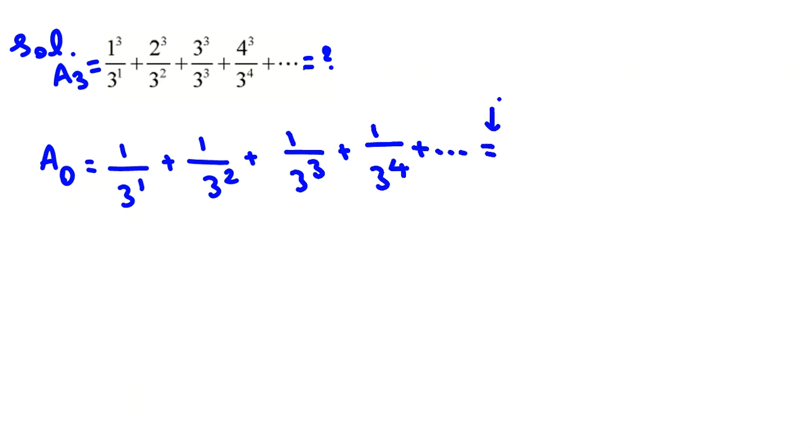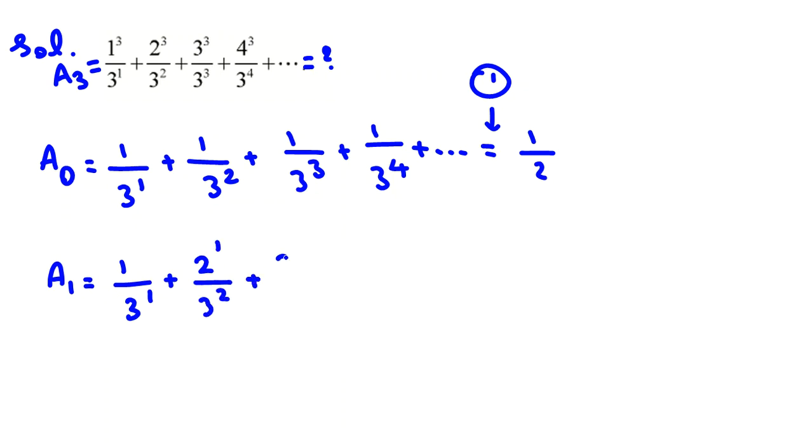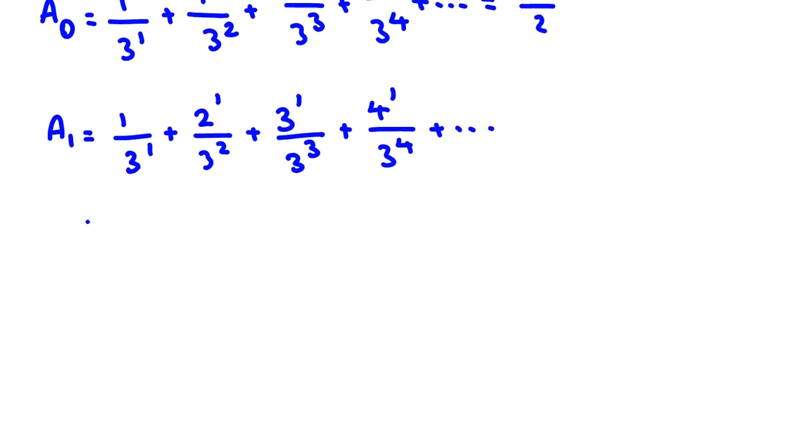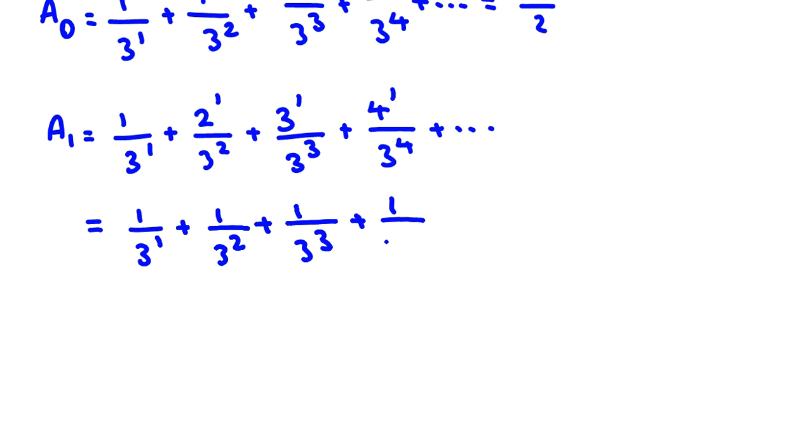From first identity, in the beginning of the video, I said it is 1/2. Now, A1 is what? Here, you say it is 1 to the power of 1 over 3. A1, I define it like this. The next one, 2 to the power of 1 over 3 squared. The next one, 3 to the power of 1 over 3 cubed. 4 to the power of 1 over 3 to the 4, and so on. I want to calculate A1. I can write it like what? 1 over 3 to the 1 plus 1 over 3 squared plus 1 over 3 cubed plus 1 over 3 to the 4. We write this, this idea is useful.